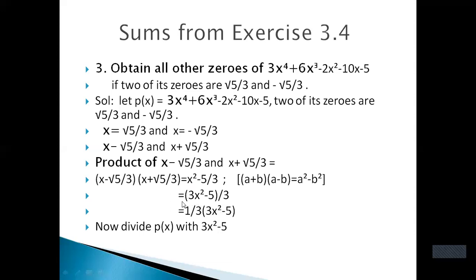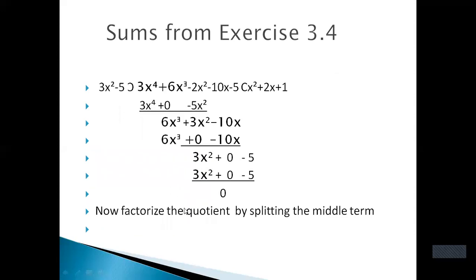So you can leave the constant part, and divide p of x by 3x square minus 5. Then see the division: 3x square minus 5 into 3x power 4 plus 6x cube minus 3x square minus 10x minus 5. To get 3x power 4, 3x square is to be multiplied with x square. Then we'll get 3x power 4.